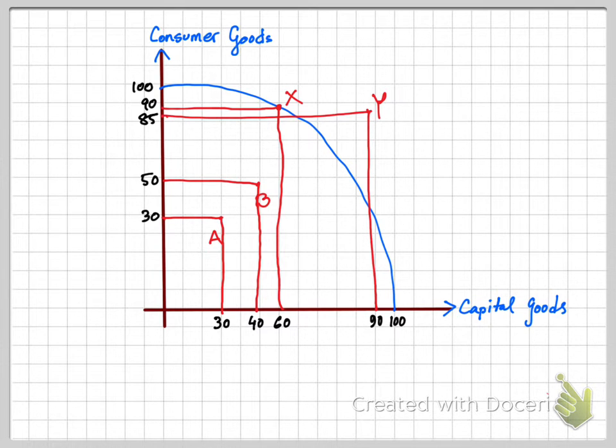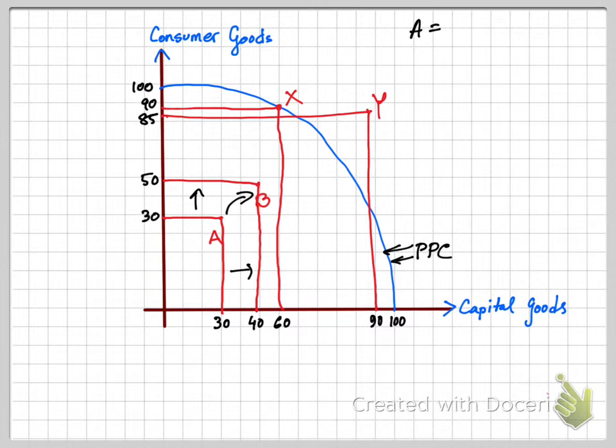To understand exactly why I said that on the production possibility curve, which is this blue curve right here, all of the points have all resources used up in the most efficient manner. As you can see, at point A, you're producing only 30 units of capital goods and 30 units of consumer goods, right? But if you move from point A to point B, you can produce more of both of the goods. You can produce 40 capital goods and 50 consumer goods.